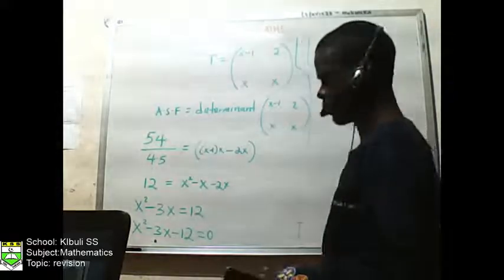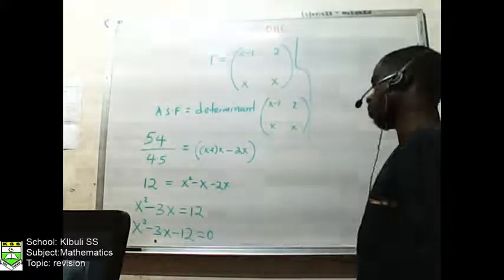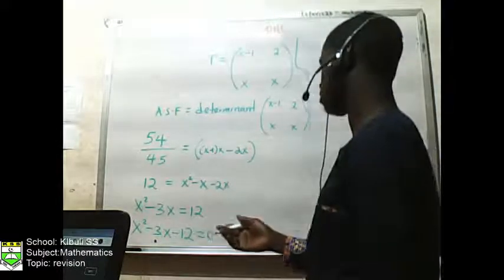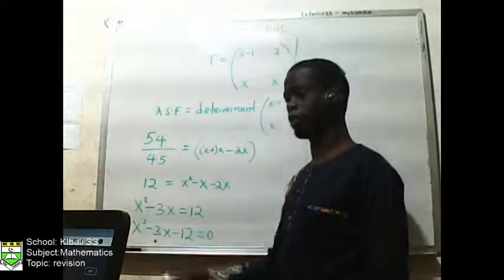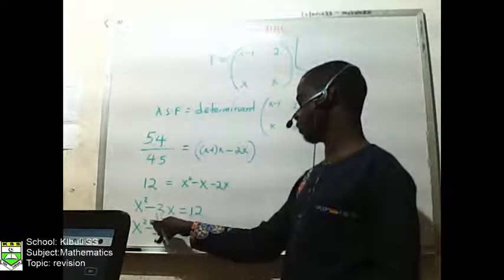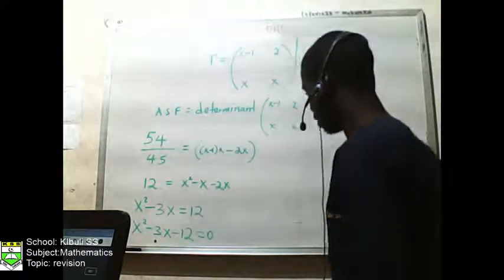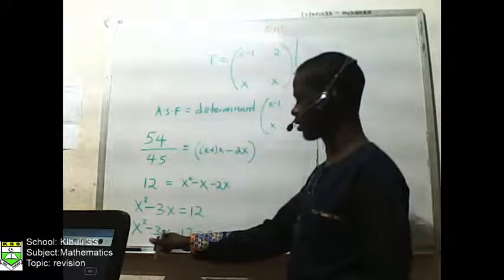There are very many methods. I'm going to use completing the square if I fail to come up with the factors. How am I supposed to use completing the square? The first step is to make this one 1. This one is already 1. Then the second step will be to get the value of the coefficient of x, divide it by 2, and then square. But I don't take it with its sign. Instead, I just take the number here.